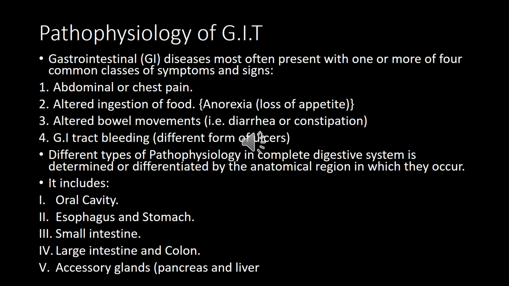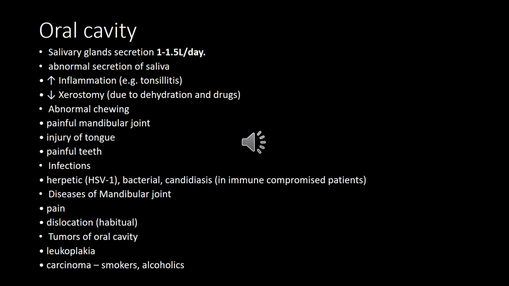So the different types of pathology in the complete digestive system are differentiated by the anatomical region in which they occur, and that includes the oral cavity, esophagus and stomach, small intestine, large intestine and colon, and the accessory glands, which include the pancreas and the liver. So those are the prominent features to appreciate about the diseases or pathology of the gastrointestinal tract. Okay, so here we'll discuss the pathologies associated with the oral cavity.